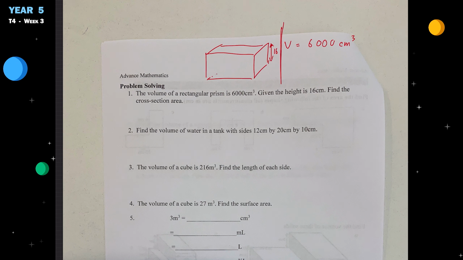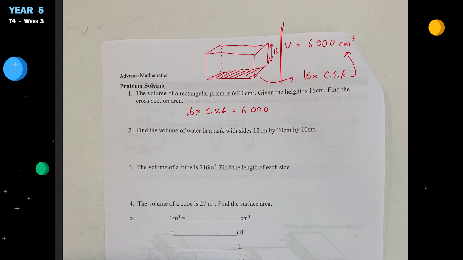So it's asking you to find the area of this bottom piece. This is the cross-section. Because when you multiply 16 times the cross-section area, you're going to get that number. So let's write this as a sentence. We got 16 times the cross-section area is equal to 6,000. So what number times 16 gives me 6,000? So we work backwards. I'm going to do 6,000 divided by 16, and we will get the area of the cross-section.